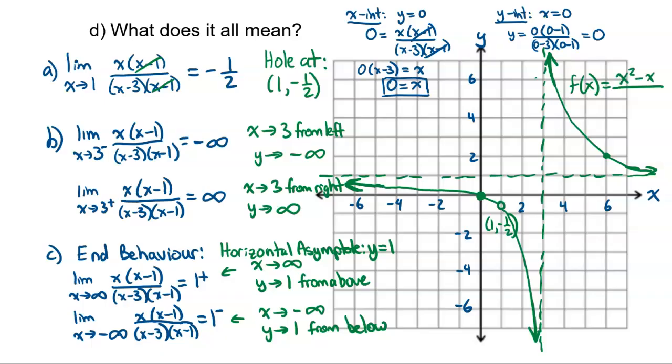And so there it is in its original form, x squared minus x over x squared minus 4x plus 3.